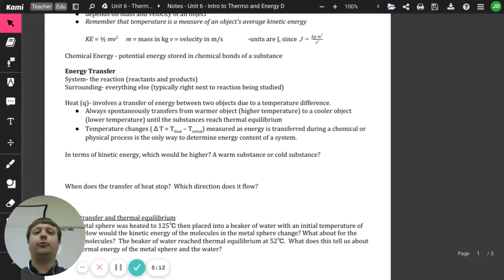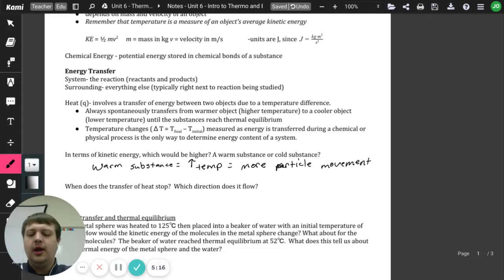So the warm substance will have higher kinetic energy than the cold substance will. And so that's what I just wrote right there. So warm substance equals a higher temperature, which equals more particle movement. Okay. Now, what about the second question? When does heat transfer stop?